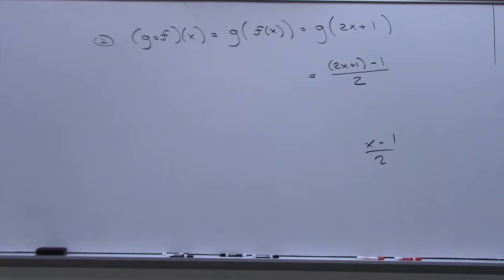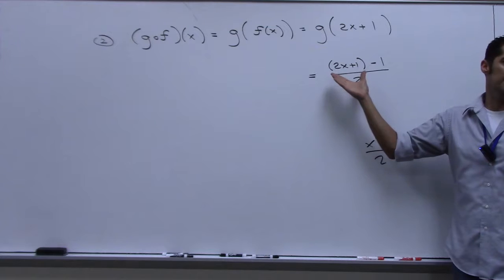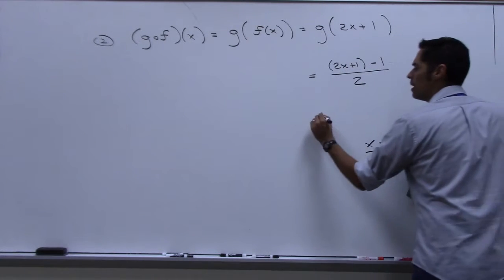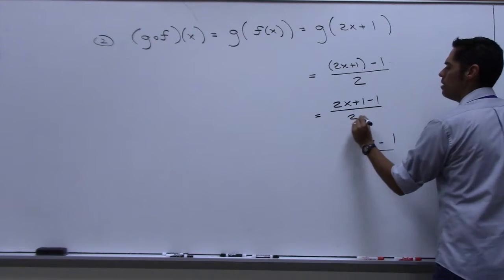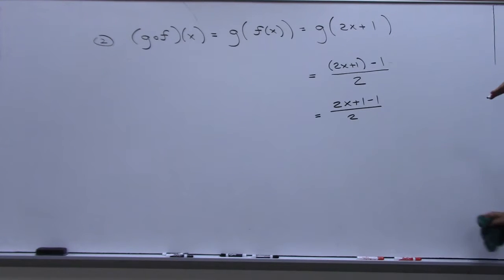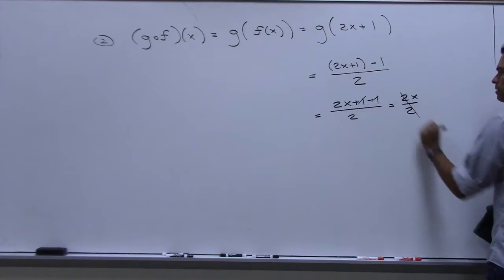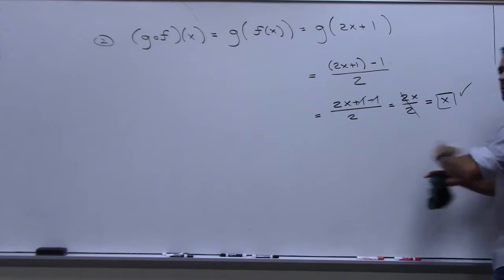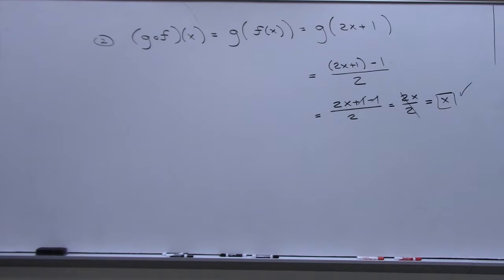Now I put the parentheses just to stress that this got plugged in for this, but I didn't need the parentheses because there's no negative out here, nothing gets distributed through. So we get 2x plus 1 minus 1 over 2. You do everything up top first. Get your 1's to go away. You get 2x over 2. 2 over 2 is 1. 1 times x is x. Done. You verify that they are inverses.